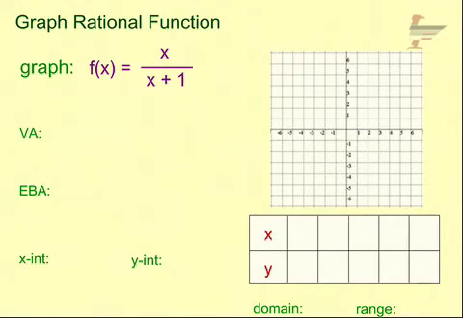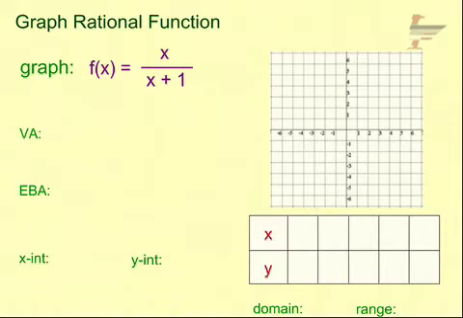Here we have to graph a rational function, and this involves many parts. There are videos for each of these smaller parts if you just want to know how to do just one part, but if you want to see how it all comes together, that's what this video is for. So we have f of x equals x over x plus 1.